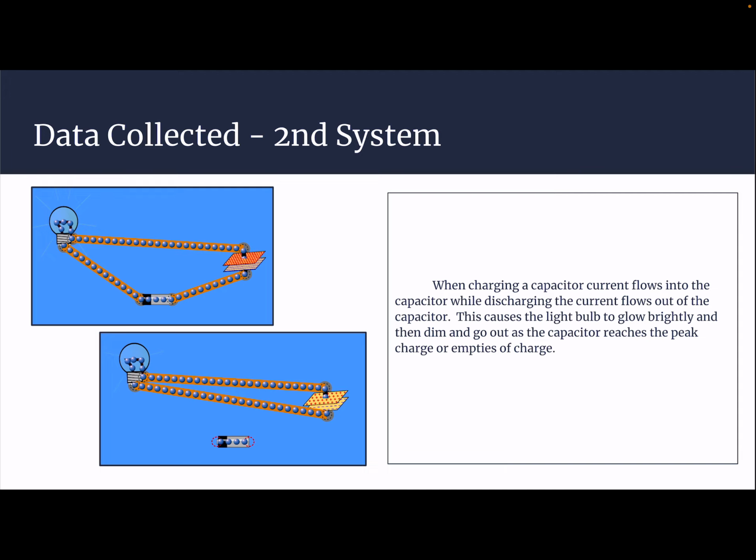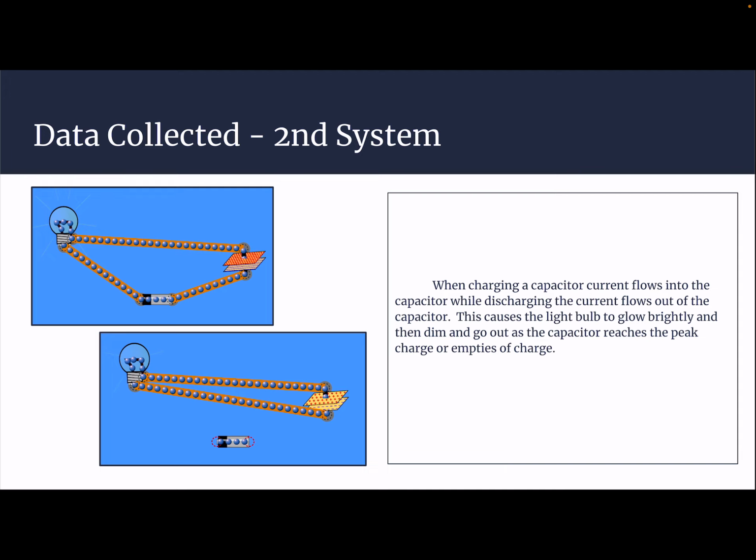We used a 10 ohm bulb, a 20 ohm bulb, one 9 volt battery, and a 200 millifarad capacitor. With this, we can see that when charging a capacitor, current flows into the capacitor, while when discharging, the current flows out of the capacitor. These actions cause the light bulb to glow brightly and then dim and go out as the capacitor reaches peak charge or empties of charge completely, due to the current stopping after charging or discharging occurs. Here you will find the images of the RC circuit.